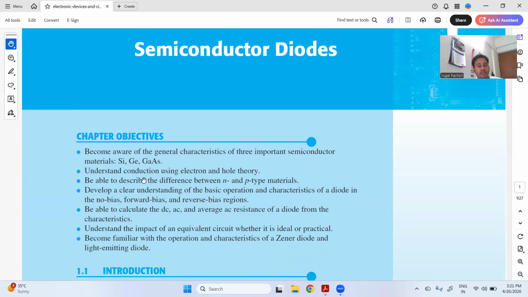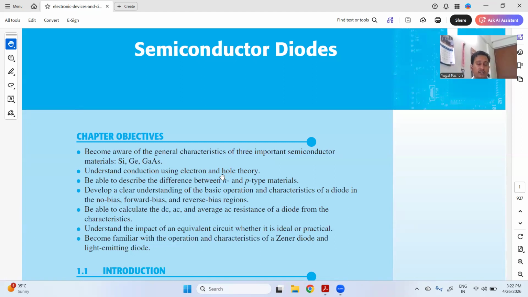Then you will be able to understand the conduction using the electron and hole theory. You will be able to understand what is a hole and what is an electron, and how the electron helps to constitute the current and how the hole helps to constitute the current.